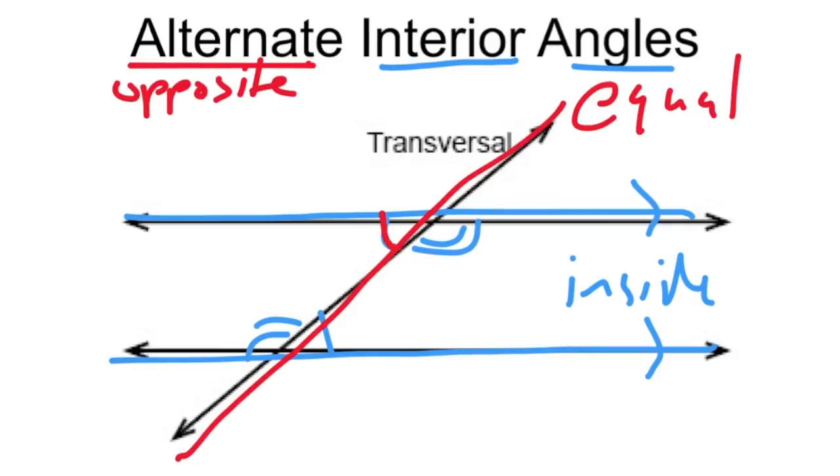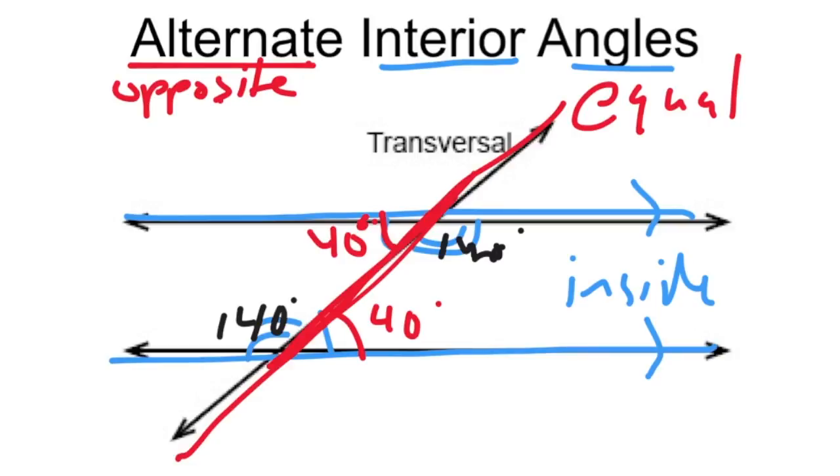So this angle, let's say it's 40 degrees, on the other side of the transversal, on the inside of the parallel lines, is another 40-degree angle. The other 2 interior angles are both 140 degrees. They're alternate because they're on opposite sides of the transversal. They're on the inside. They're also going to be equal.